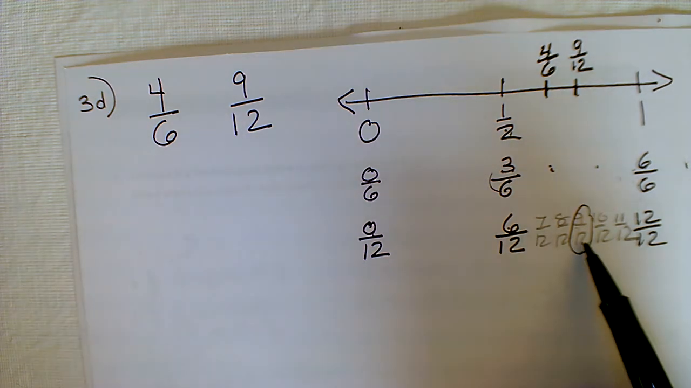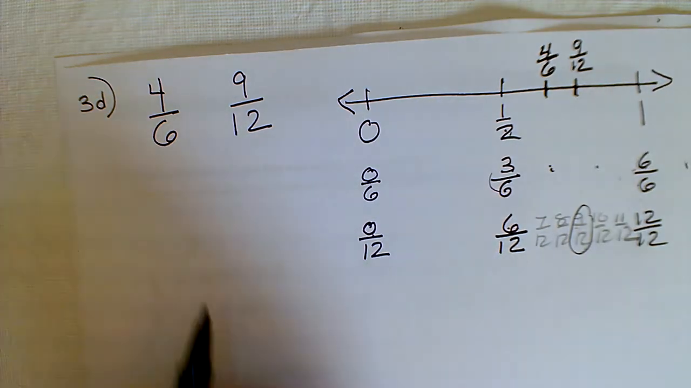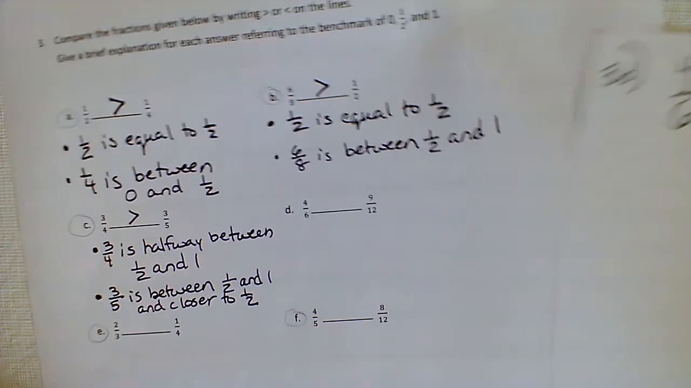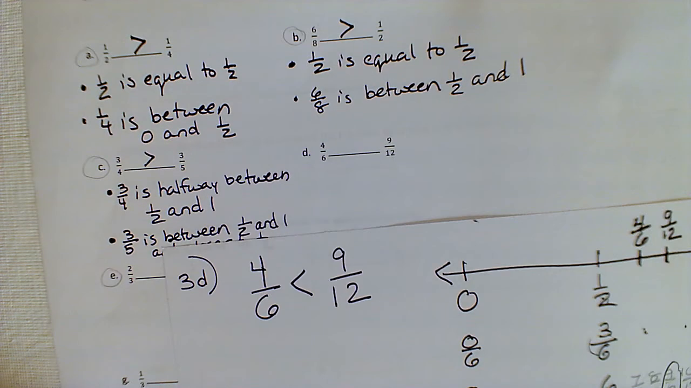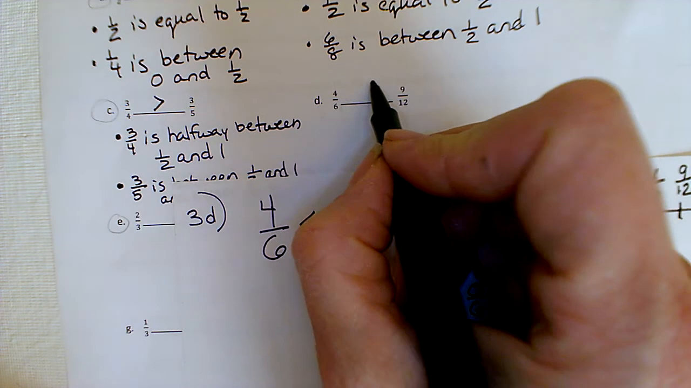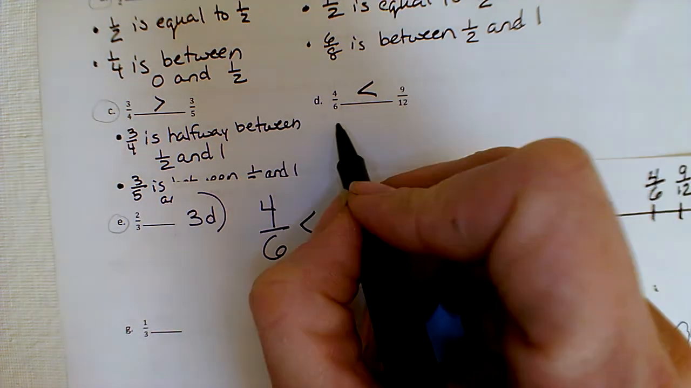So now what I can see is that 9/12 is definitely going to be bigger than my 4/6. And I can write that. Now let me show you how we would write that using this information that we have. So let me move things up so we have enough room. So again, we know that 9/12 is larger than 4/6.